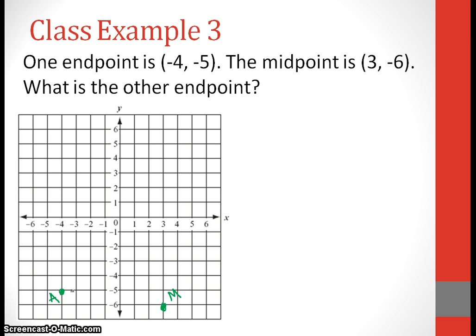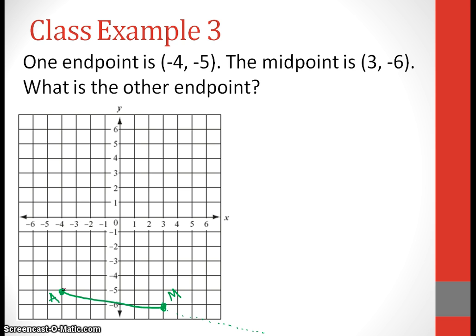Alright, so that's the midpoint. So this is part of my segment, but I know that my segment has to keep going because this is the midpoint and I want the other endpoint. So if this is one endpoint, the other endpoint would have to be down here somewhere, right? Alright, so what I'm going to do is figure out how I got from this point to this point, and then I'm just going to keep counting to figure out what this point would be down here.